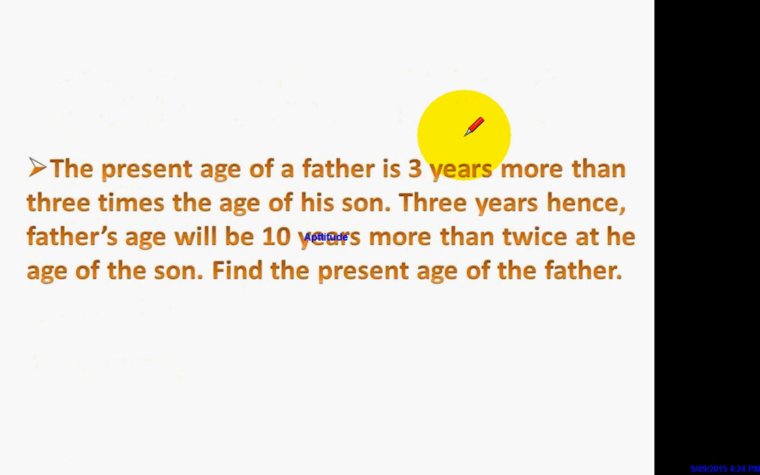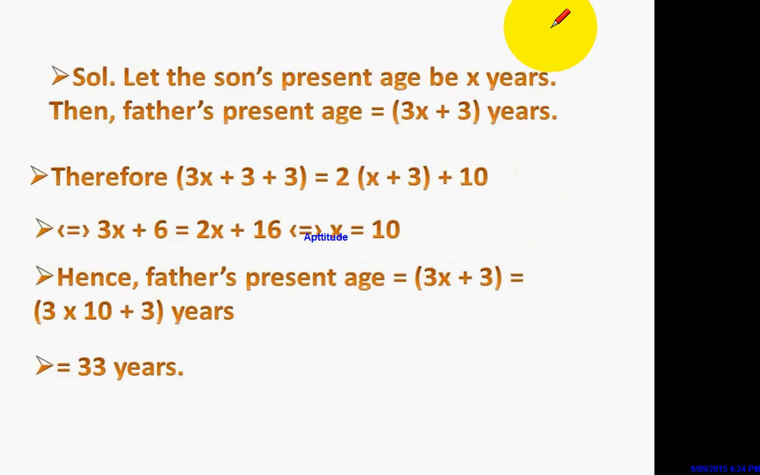See, the next step is 3 years hence, that is after 3 years, father's age will be 10 years more than twice the age of the son. 3 years hence. So now the present age is 3x plus 3. After 3 years means again you have to add 3, because it is after 3. If it is before 3, we will subtract. Since it is after 3 years, you have to add it. So 3x plus 3 after 3 years.